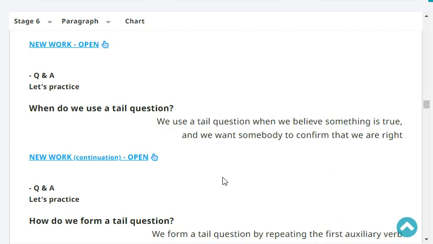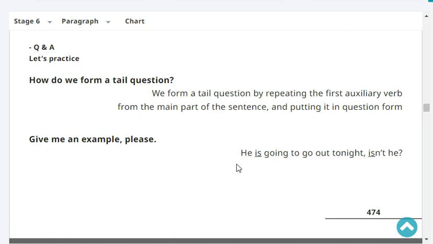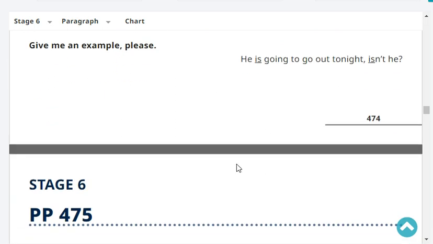When do we use a tail question? We use a tail question when we believe something is true and we want somebody to confirm that we are right. How do we form a tail question? We form a tail question by repeating the first auxiliary verb from the main part of the sentence and putting it in question form. Give me an example, please. He's going to go out tonight, isn't he? Very good.